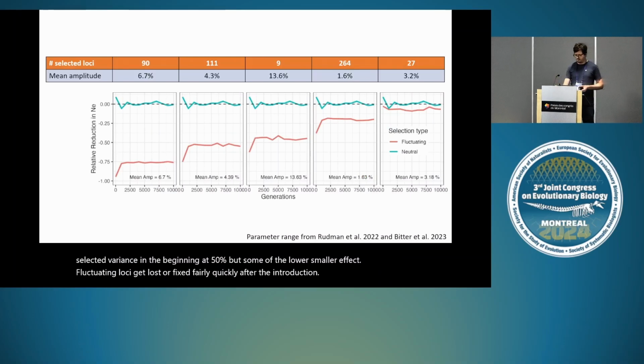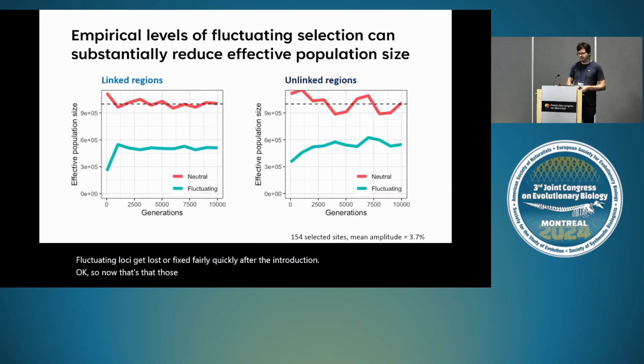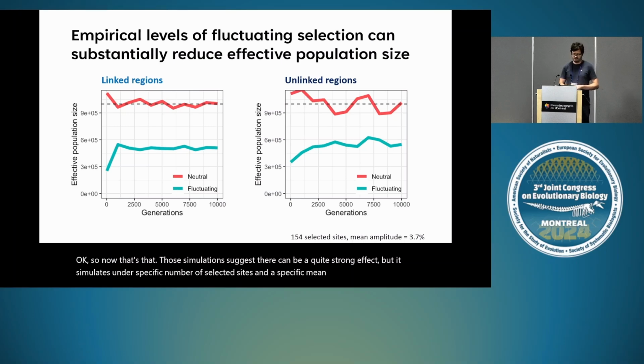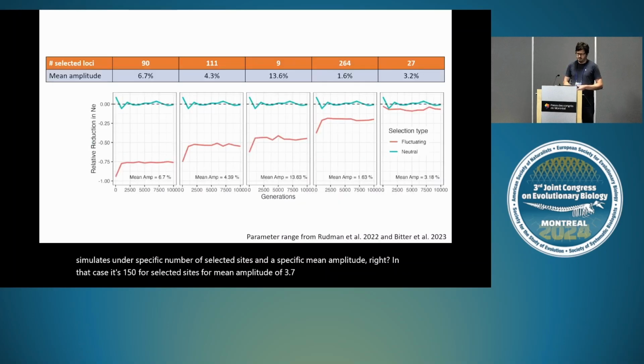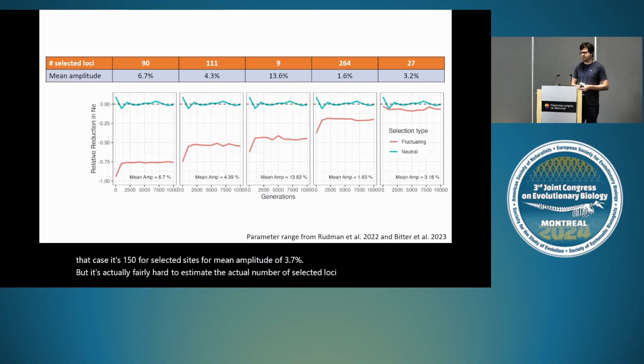Okay, so now those simulations suggest there can be a quite strong effect, but it simulates under a specific number of selected sites and a specific mean amplitude, right? In that case, it's 154 selected sites with a mean amplitude of 3.7%. But it's actually fairly hard to estimate the actual number of selected loci from empirical data.